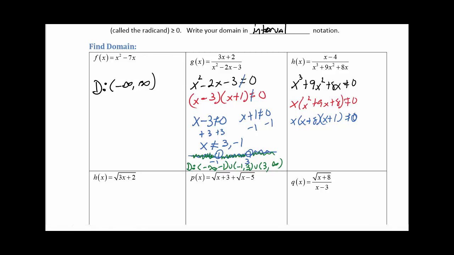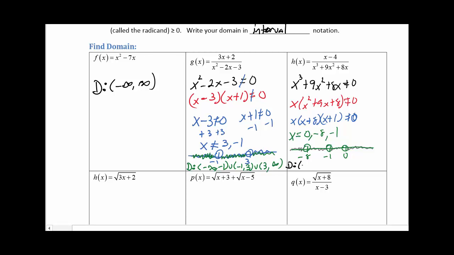Then I want to solve for x, and here I get three solutions. So I get 0, -8, -1. That corresponds on a number line. Here's -8, here's -1, and here is 0. So those are all open circles. Those cannot be solutions for x, but everything else will. So I want everything before it, between the -8 and the -1, between the -1 and the 0, and past the 0. So that's what I'm going to write out for the domain.